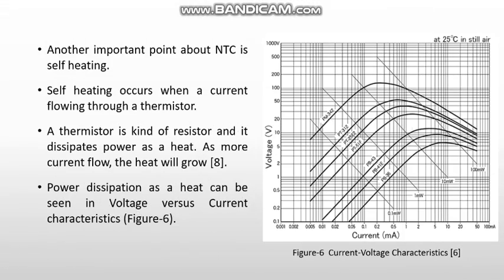Another important parameter of NTC is self-heating. Self-heating occurs when a current flows through a thermistor. A thermistor is a kind of resistor and it dissipates power as heat. As more current flows, the heat will grow. Power dissipation can be seen in Figure 6, current voltage characteristics: 0.1 milliwatt, 1 milliwatt, 10 milliwatt, 100 milliwatt.